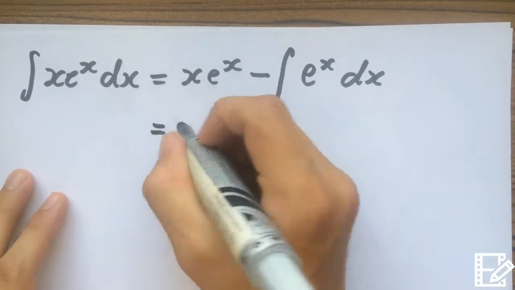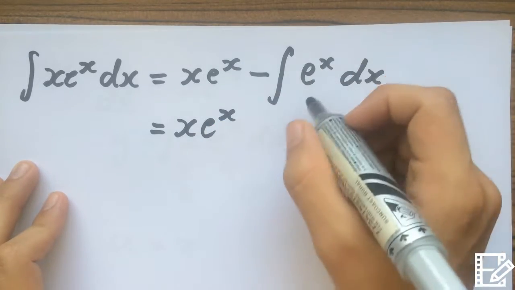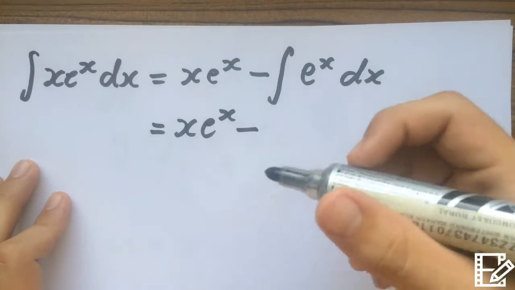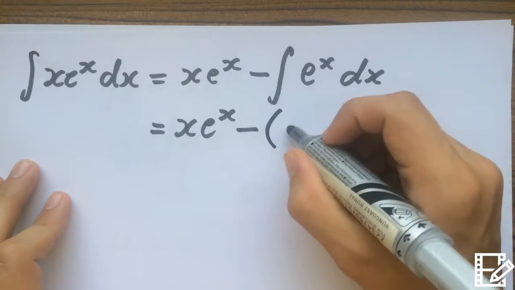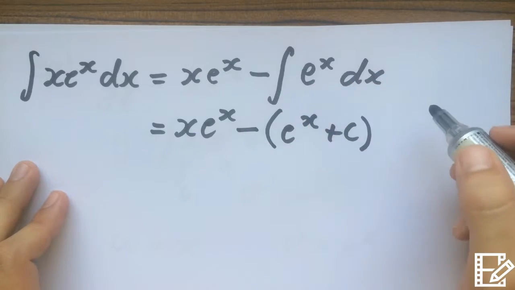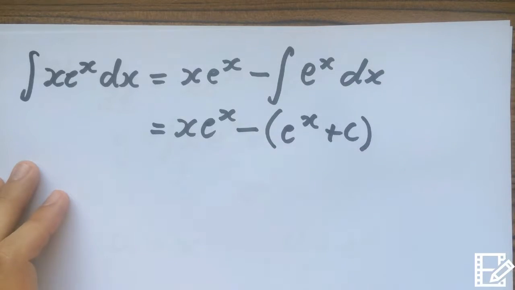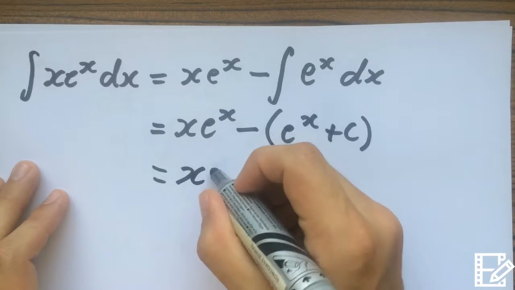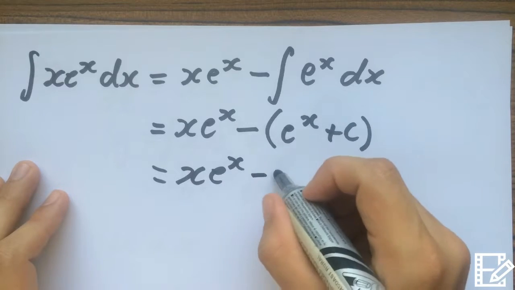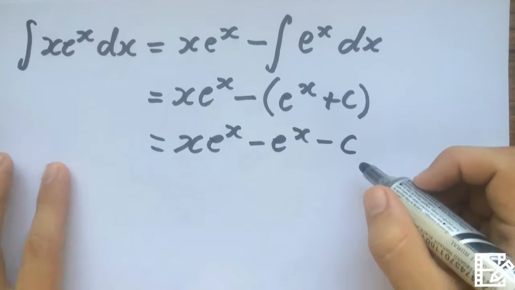Let's say these stay the same. We don't need to change that yet. We need to focus on this part. Subtract. What's the integral of e to the x? e to the x plus c. We said it at the very beginning. Now don't just write e to the x plus c. We have to multiply this negative onto both of these. So we have x e to the x. Negative multiplied by e to the x is negative e to the x. Negative multiplied by positive c is negative c.